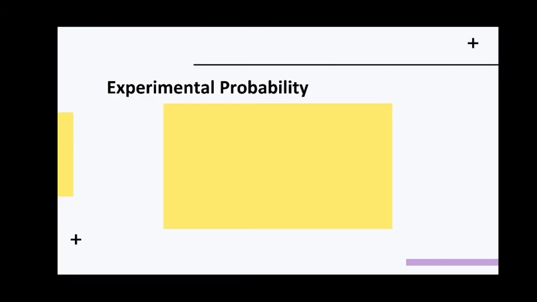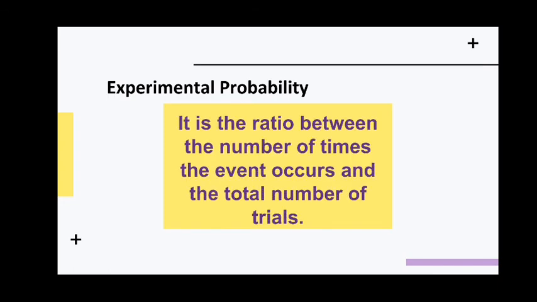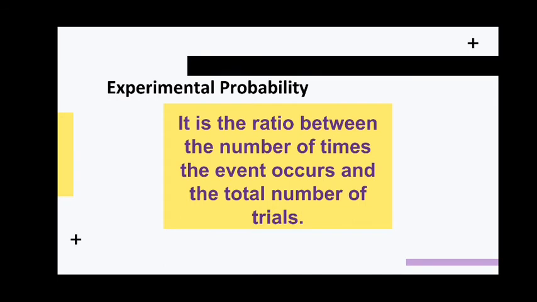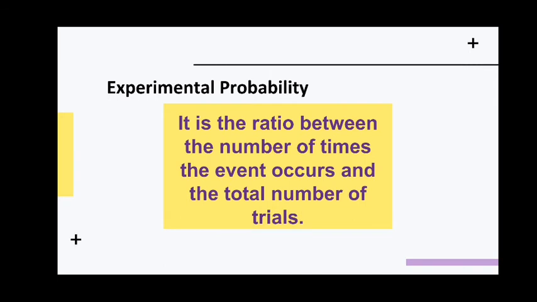Let us discuss experimental probability. When we say experimental probability, it is the ratio between the number of times the event occurs and the total number of trials. Let's have more examples para mas maintindihan.